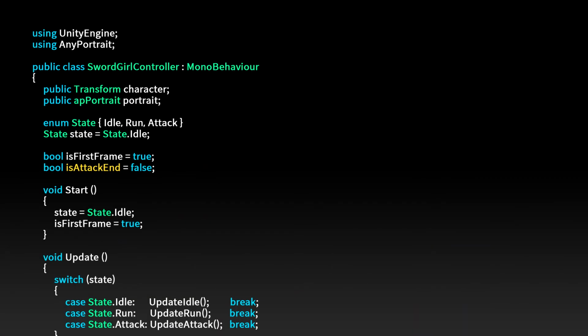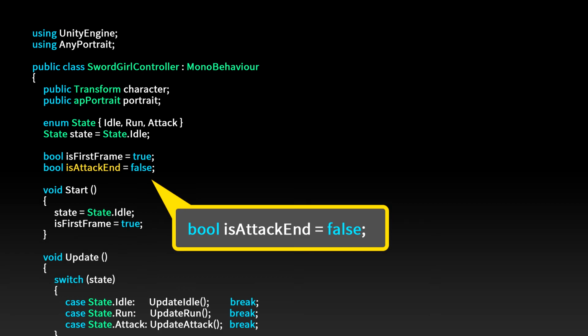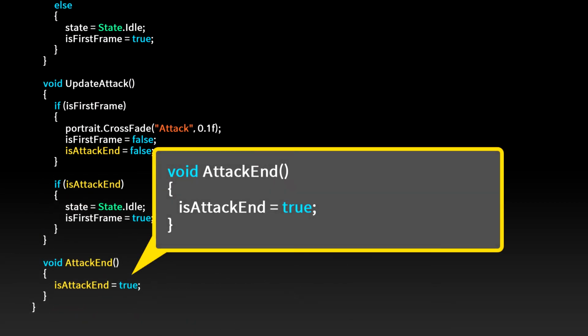Now open the script again and write a function with the same name as the event we just created. Create a new variable called isAttackEnd that stores whether the attack animation has ended. Now that you have created an event called attackEnd, create a function named attackEnd with the same name. When this event occurs, isAttackEnd becomes true, indicating that the animation has ended.